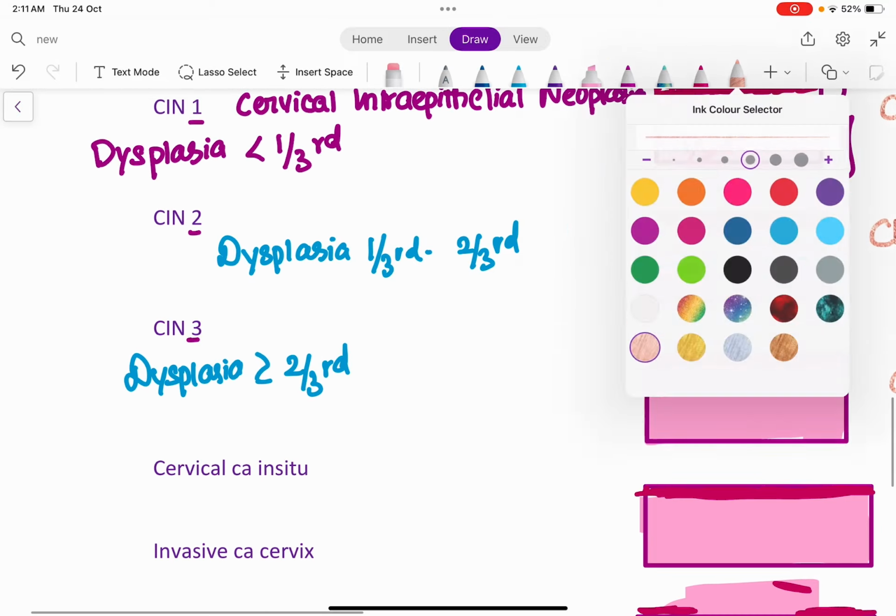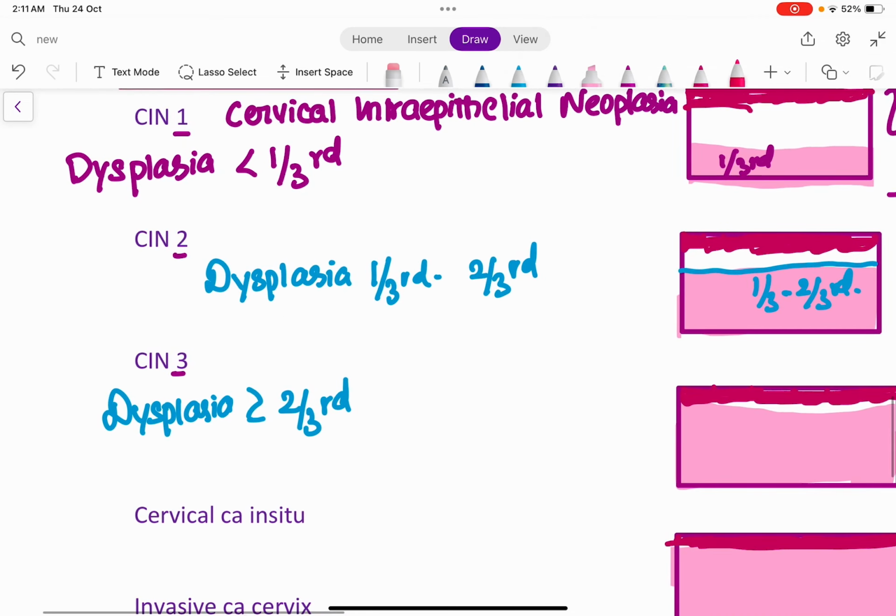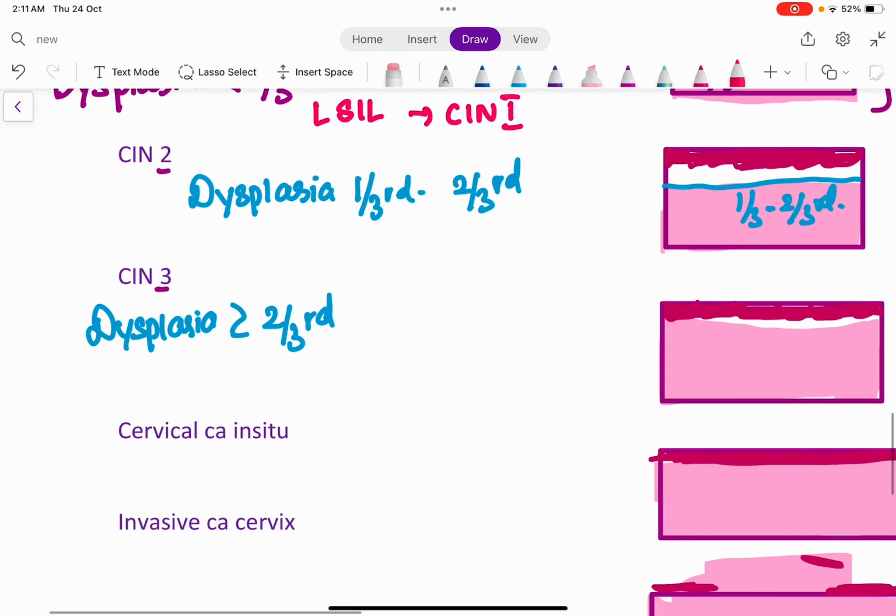Now I have a very important remark here. We have studied that if the pap smear report comes as low-grade squamous intraepithelial lesion, it corresponds to CIN1 of colposcopy. And we have also learned about high-grade squamous intraepithelial lesion in pap smear, and that corresponds to CIN2 and CIN3. Is that clear? Okay.